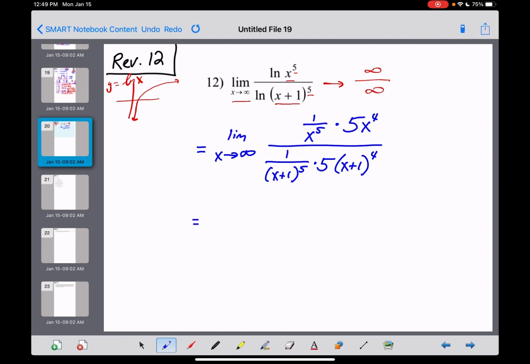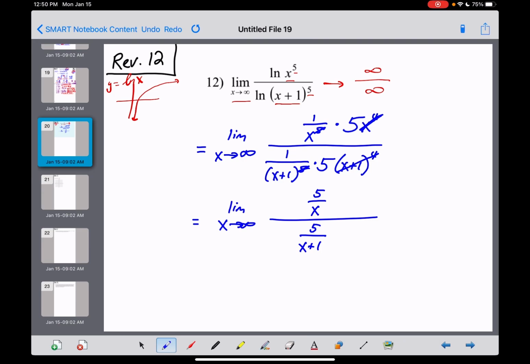Now I think both the numerator and the denominator there can be cleaned up a little bit, so let's see what we can do. X to the fifth and x to the fourth, all of those are going to go away. You're going to be left with 1x right there, so that numerator now looks like it's going to be 5 over x. And in the denominator, x plus 1 to the fourth cancels with 4 of those, and that's going to be a 5 over an x plus 1.